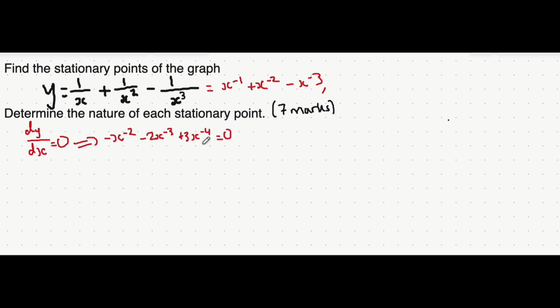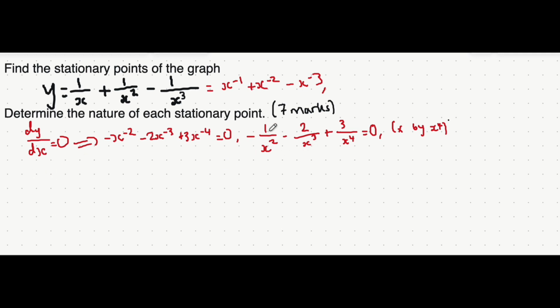Now, how do we solve this? Well, to help us solve it, let's write this out as positive powers. So it's minus 1 over x squared, minus 2 over x cubed, and then plus 3 over x to the power of 4, all equals 0. In order to help us solve this, let's multiply each individual term by x to the power of 4, because what that will do is it allows us to form a quadratic that we can actually solve. At the moment, it's really difficult to go about solving it.